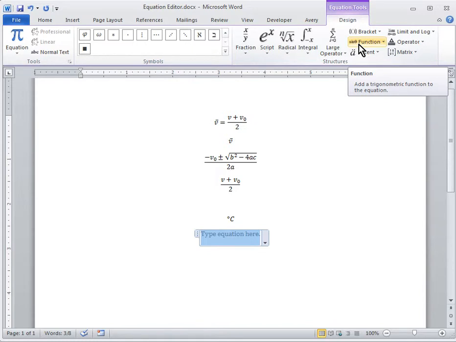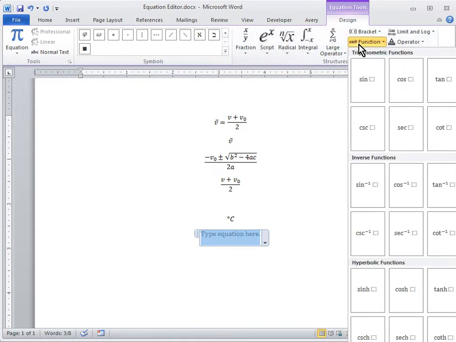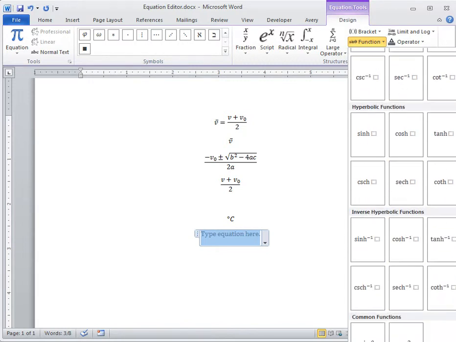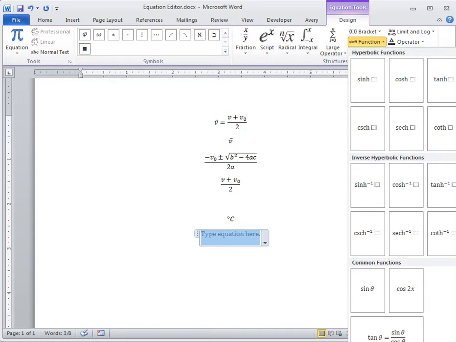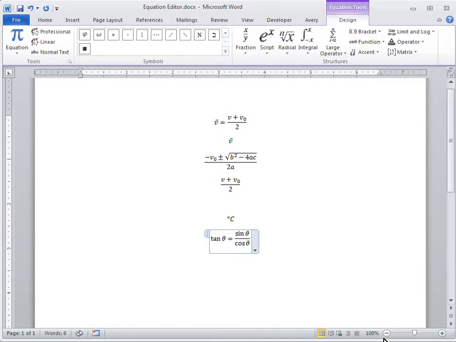There will be some trig functions. So if you need the sine of something, or any of the trig functions, or the inverse functions, or the hyperbolic functions, you can construct them. Some of the common ones, like sine theta, or tan theta, which is ratio of sine over cosine, you can just do in one click.